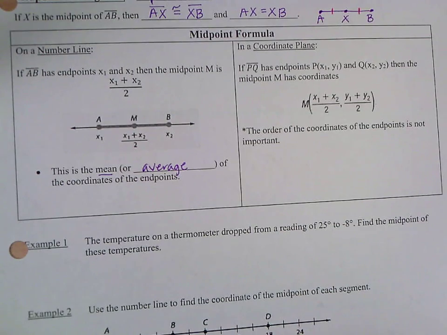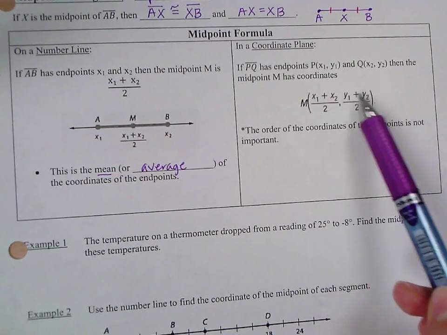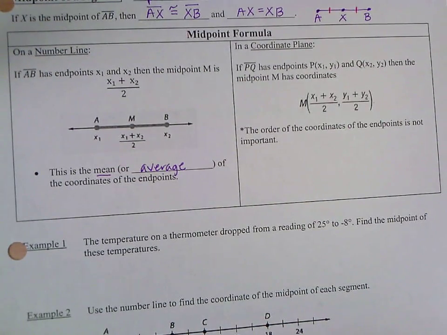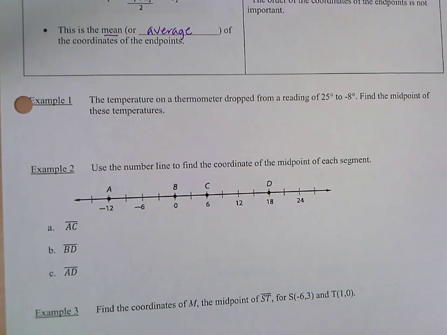And you've probably seen the midpoint formula before. As it says, the order of the coordinates, the order of x1, x2, y1, y2, does not matter. So if you flip them around, you're fine, as long as you have the x's together and the y's together. We're going to go through some examples not only of finding a midpoint, but also some different types of problems with it. Maybe you're given the midpoint and you're trying to find one of the endpoints.